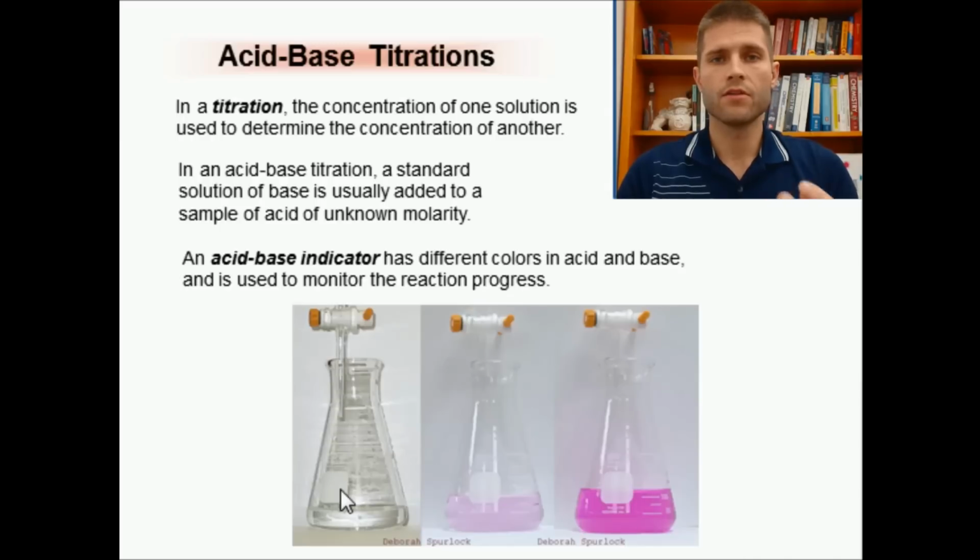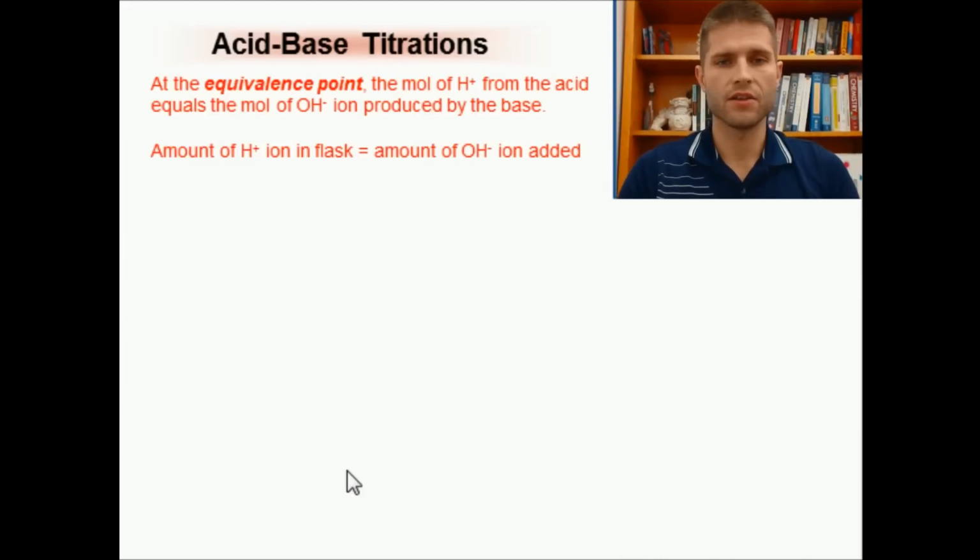Now, once we know the moles of the acid, we already know what the volume of the acid solution was. So all we have to do is take the moles of acid and divide by the liters of the solution, and we get the molarity. So that's what the idea of the titration is. So let's see how this works.